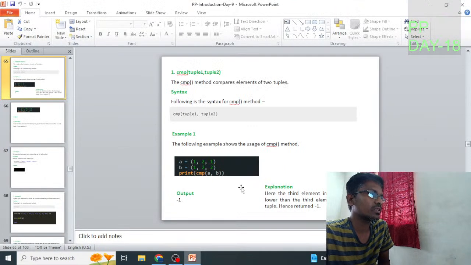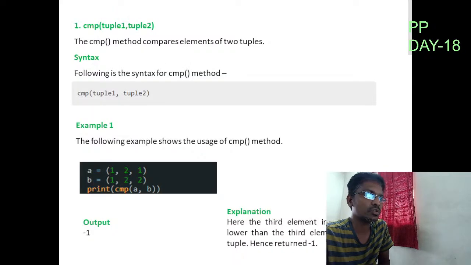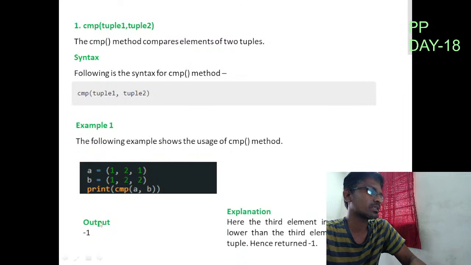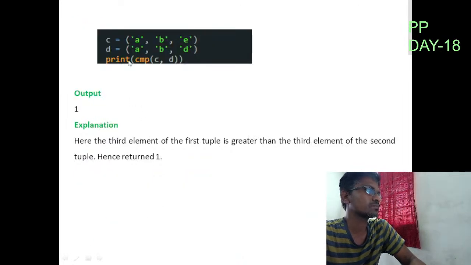So according to this program, it will produce the output -1. Why? Because in tuple A the third value is 1, and in tuple B it is 2. So 1 is less than 2, and that's why it will return -1.